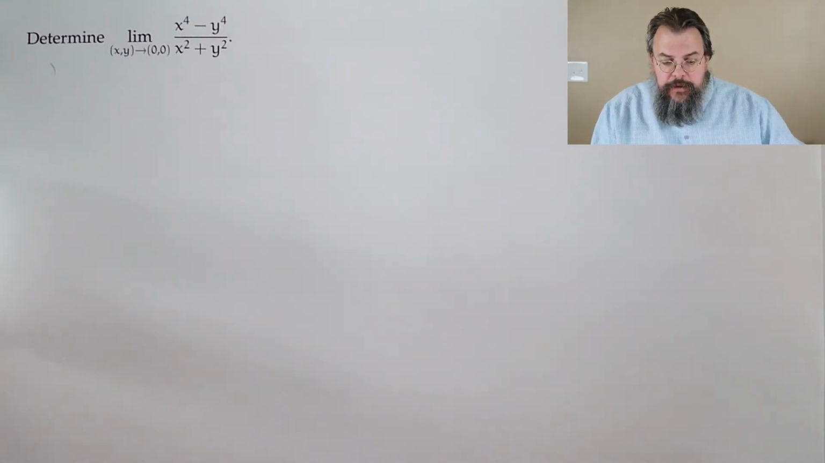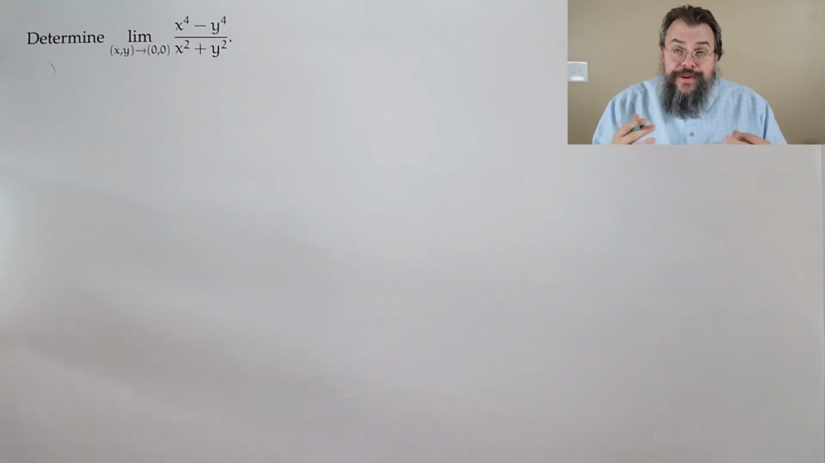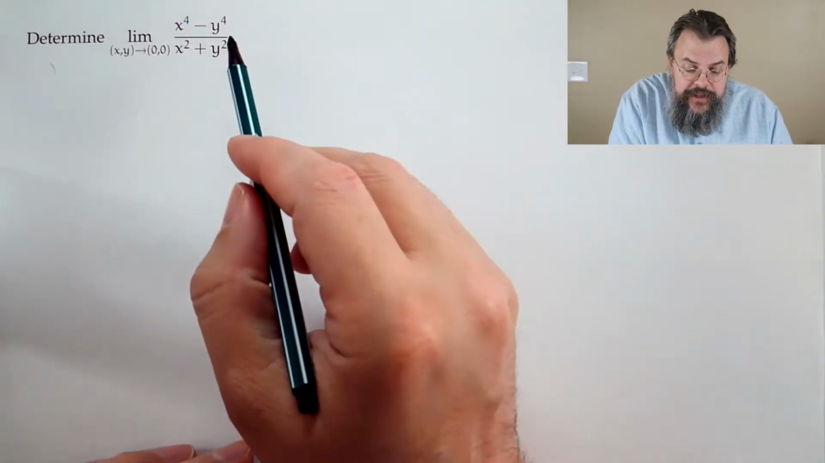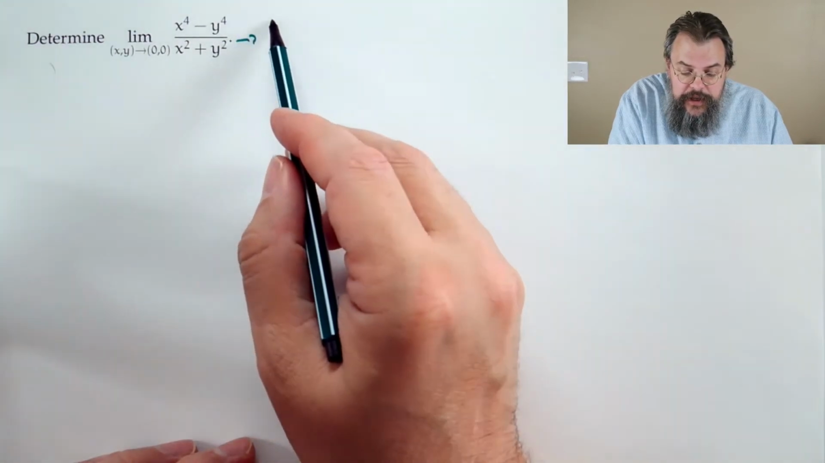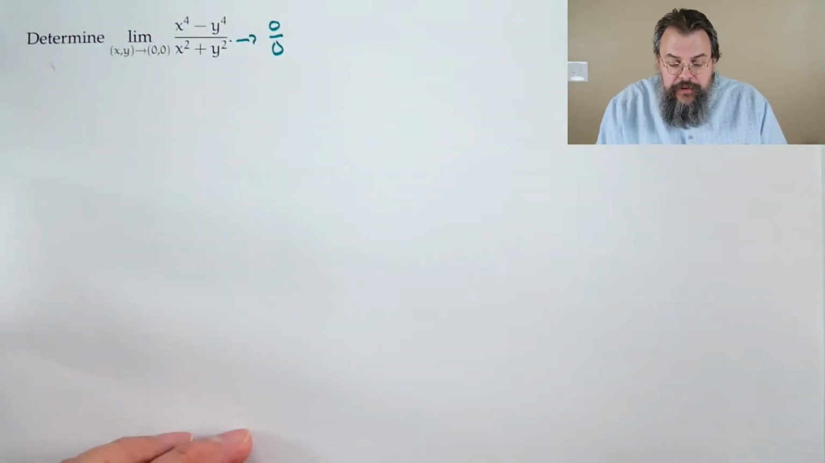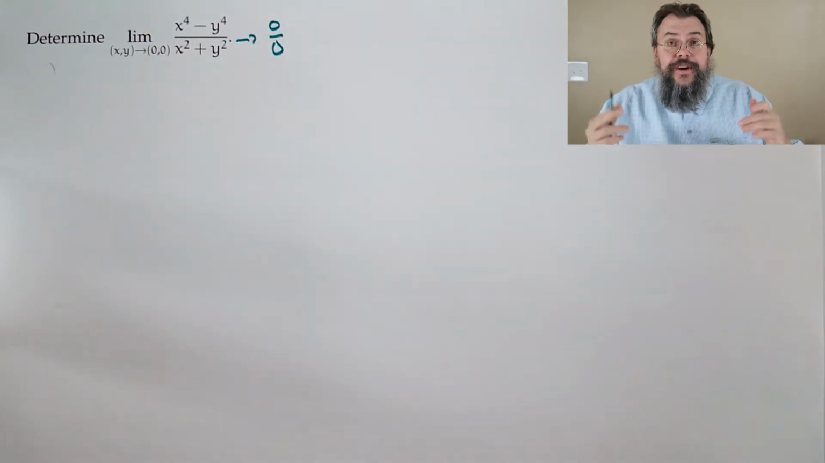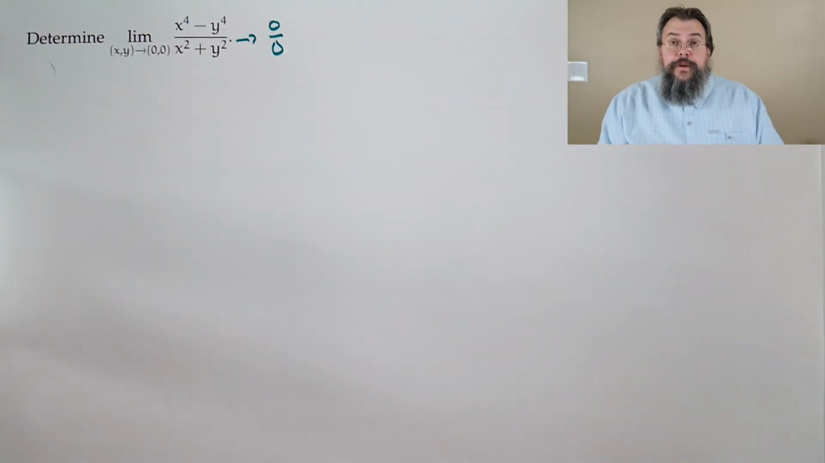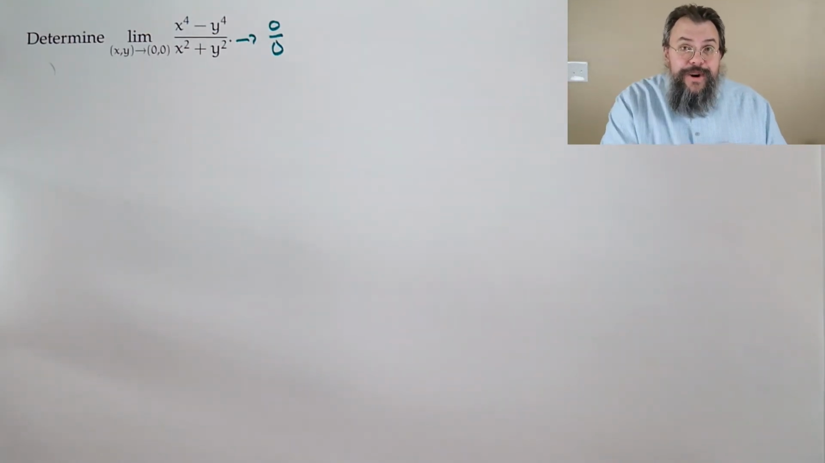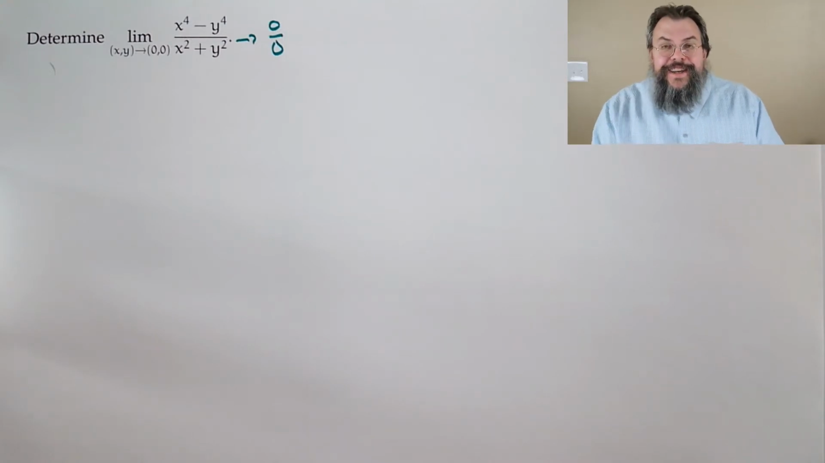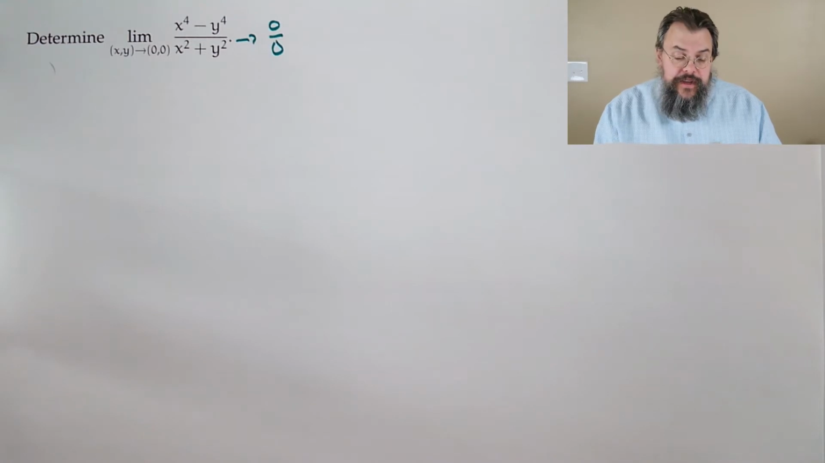So what do we do? Well, if we plug in 0, 0, what do you see? You get 0 to the fourth minus 0 to the fourth upstairs. Downstairs, you get 0 squared plus 0 squared, which is 0. So we're going to 0 over 0. Aha! That means more work. So when we see something like 0 over 0, we know more work lies ahead. Well, maybe not too bad. I mean, it is, after all, our first problem.